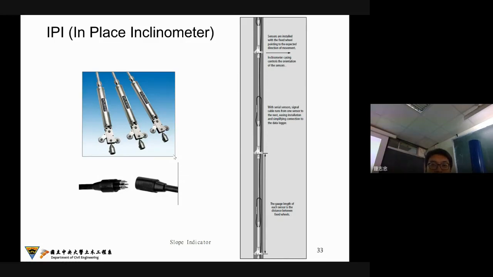You put several inclinometers here, one here, one here, one here, with the extension rod. So you can use this IPI for automation. No more manpower. But I would like to say, guess how much this costs? 8,000 US dollars? Or Taiwan NTD, 8,000?